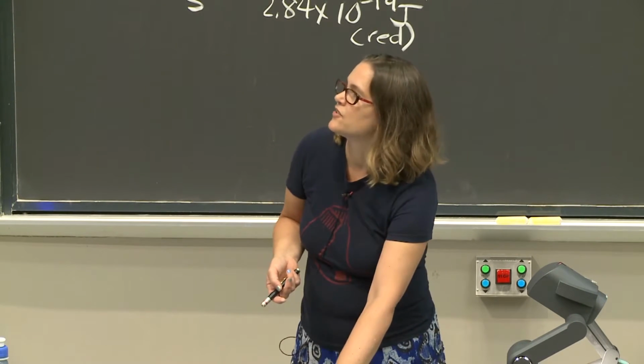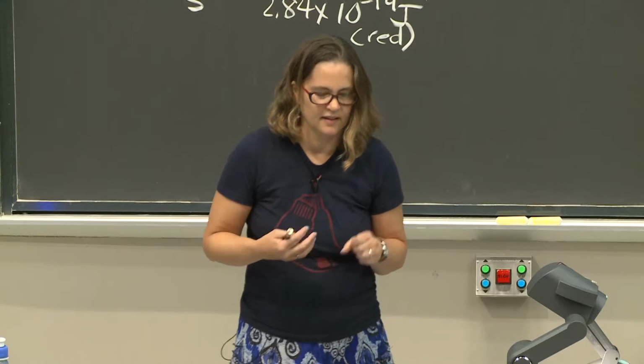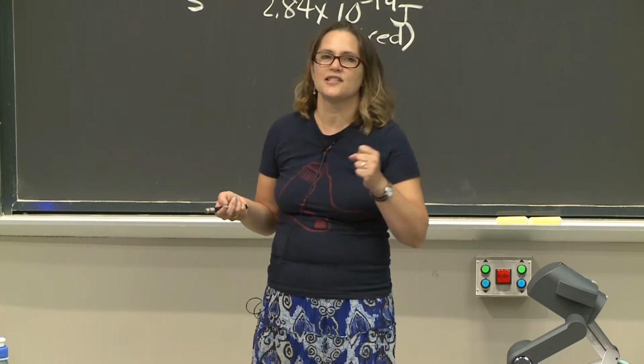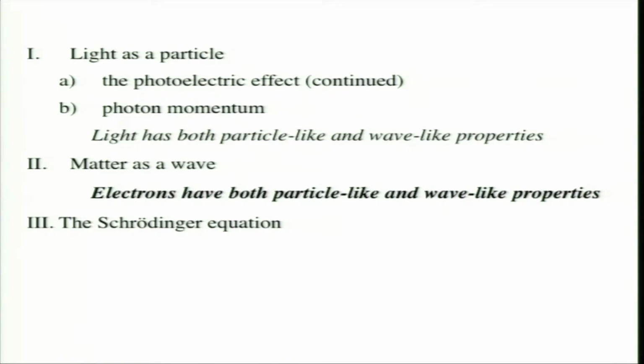All right, so we have light as a particle and as a wave. We have matter, particularly electrons, as particles and waves. And now we are ready for a way to sort of think about how to put this together.